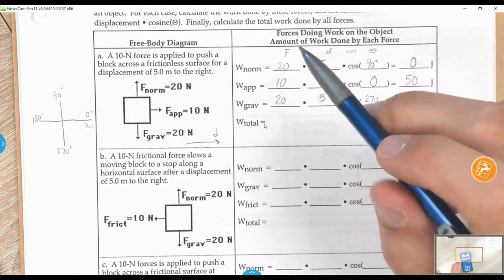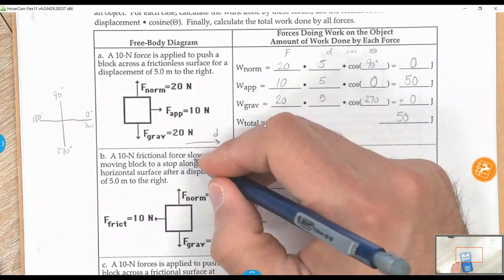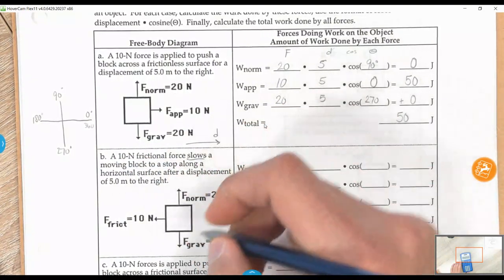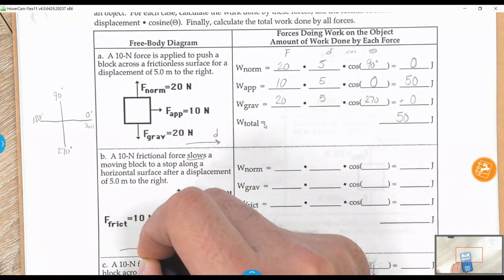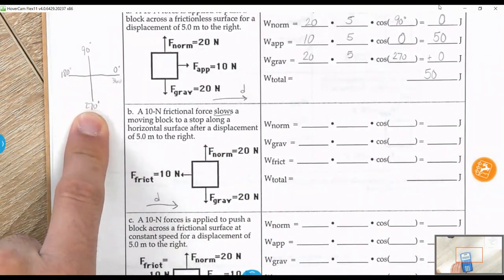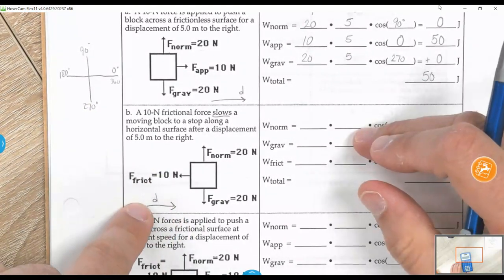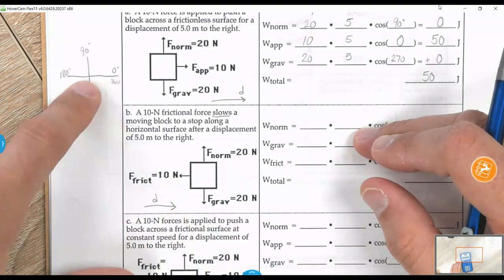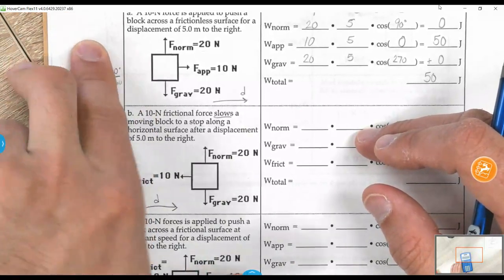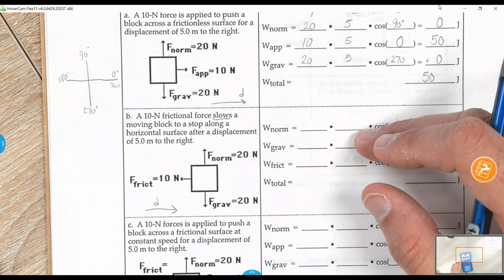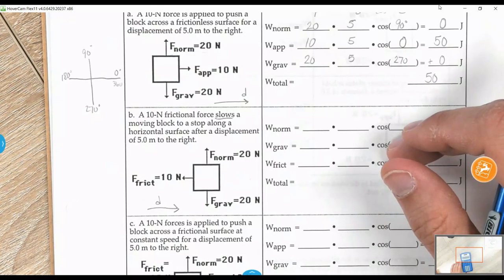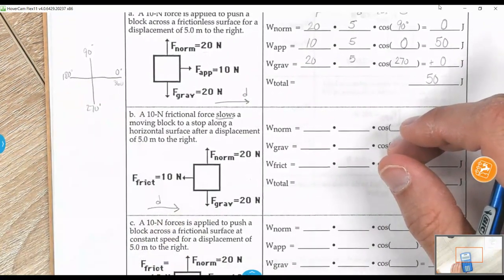Okay, so now a 10 Newton friction force slows a moving block to a stop after it was moving a distance of 5 meters to the right. So the displacement, guys, was to the right. So looking at this, normal force, all right, if it's going in this direction, we're going to consider that the 0 direction. If we said this thing was moving up, we would rotate the circle or rotate our little coordinate thingy to make sure 0 would always be in the direction of our displacement. So since it moves to the right, we're putting 0 to the right.